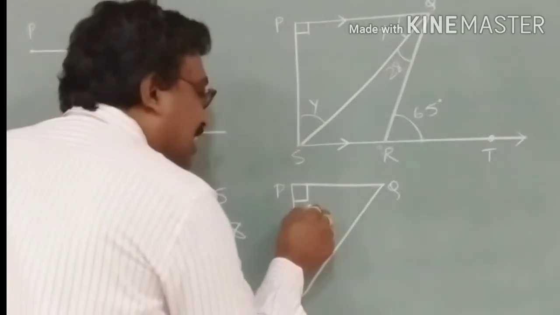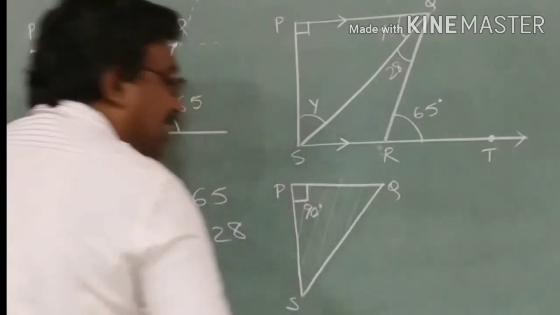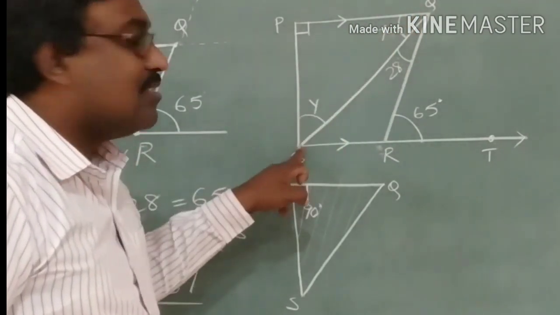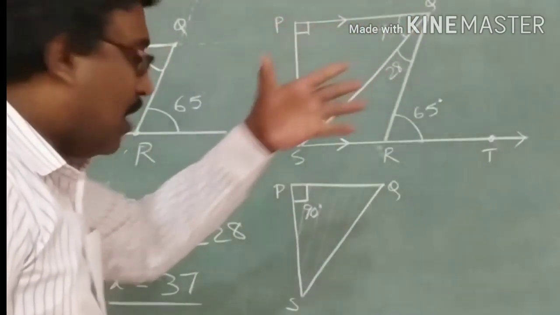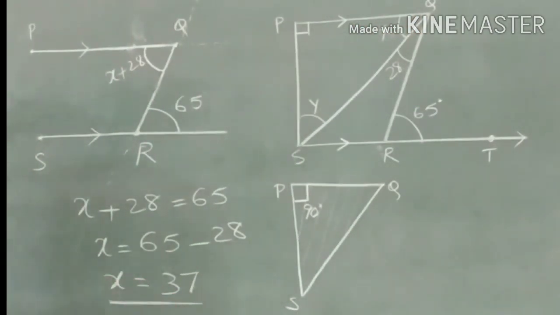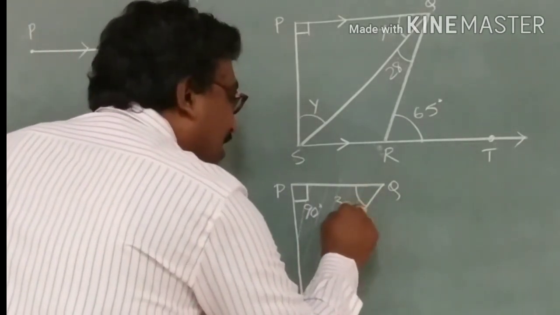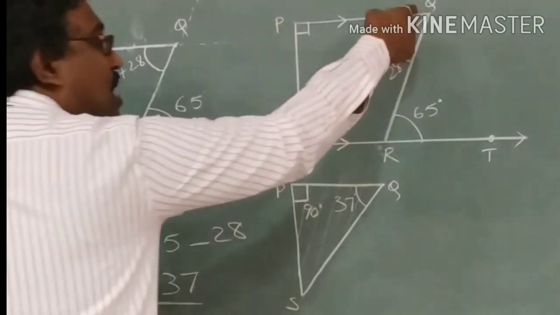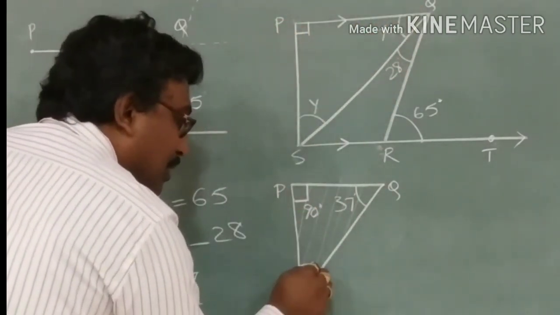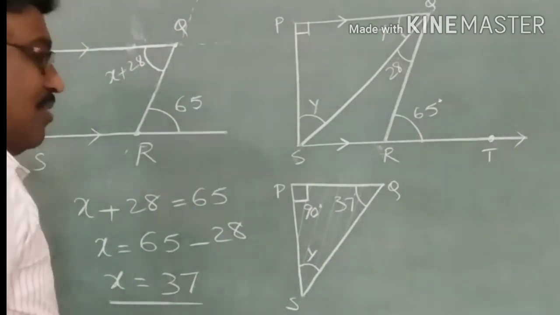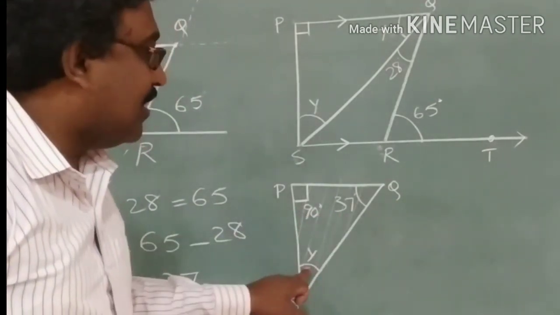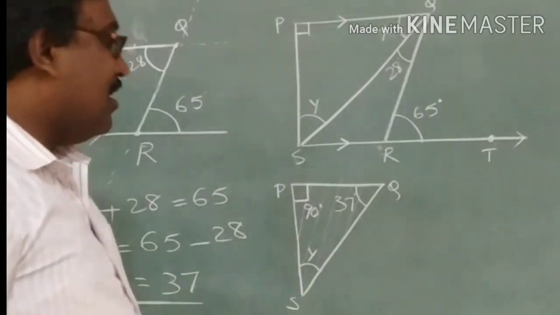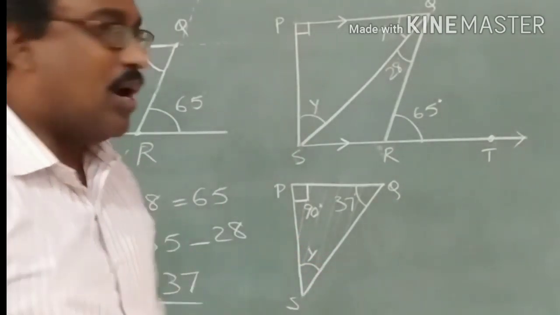Triangle means how many degrees? Good, 90 degrees. PQS is how much? X. What is X? Just now we proved 37. Now, what is being asked? Y. Y is nothing but PSQ. Now, three angles are there in a triangle. Angle sum property: the sum of three angles is equal to 180 degrees.